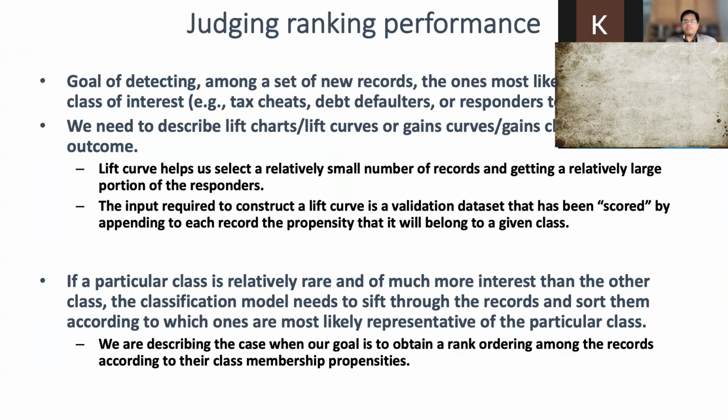Right? In ranking performance, typically our goal is detecting, among a set of new records, what's most likely to belong to a certain class of interest. Whether it's defaulters, churners, whatever it might be. Now we could use lift charts, lift curves, gain charts, gain curves for binary outcomes. We just talked about that. And we also talked about the case that when the class is rare, we would want to oversample them, right? So we want to see that situation also. So the goal would be basically to ensure that the rank ordering among the records is based on the class membership propensity that we have here.